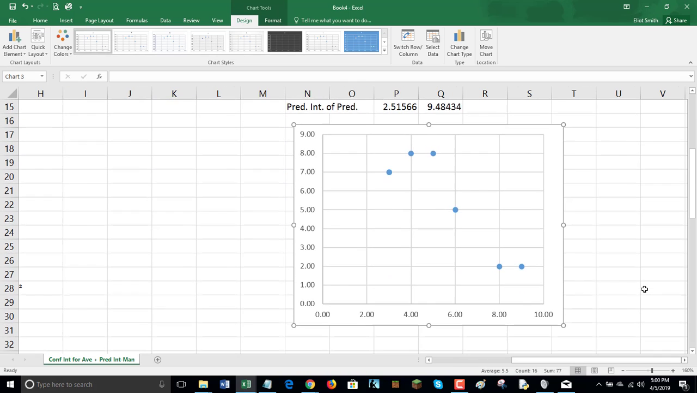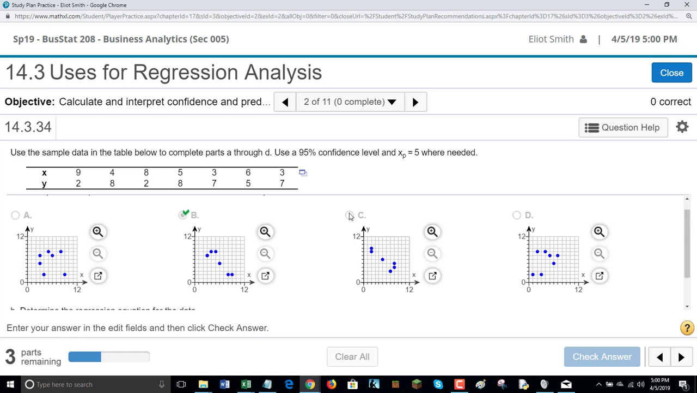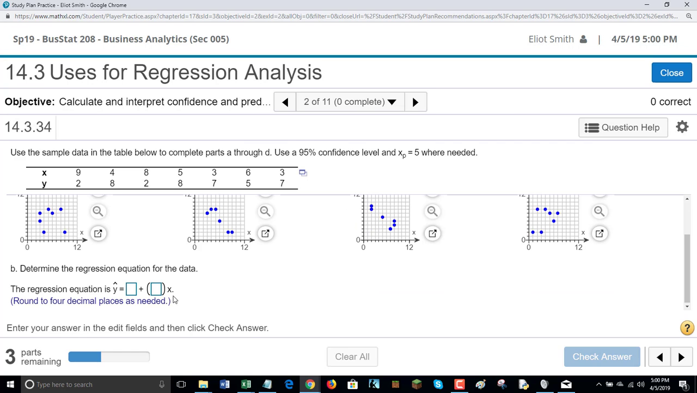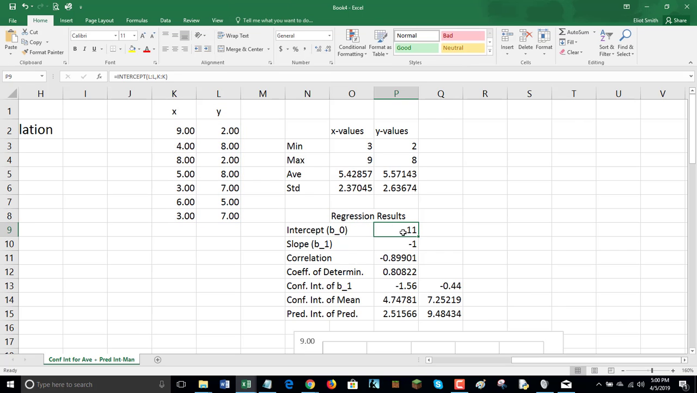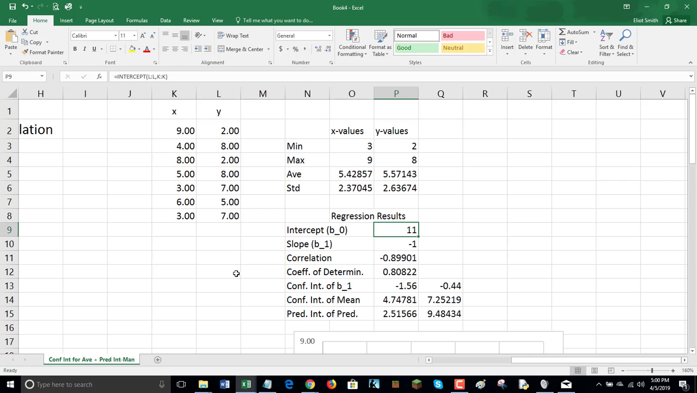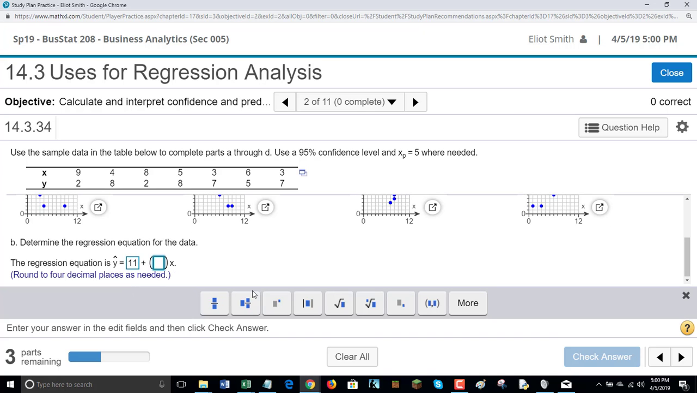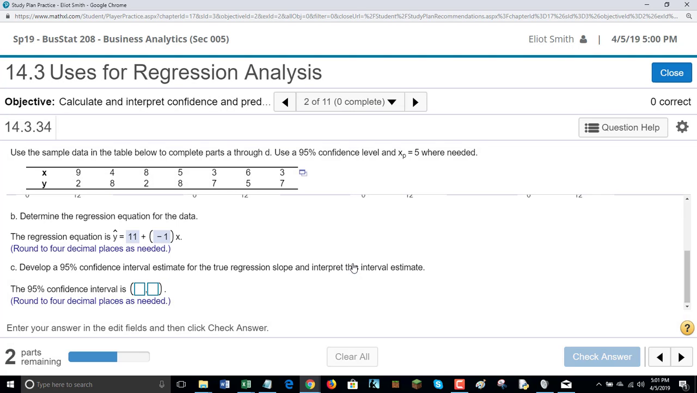All right, so let's take a look at just the graph. I'm thinking it's this one. I know, I said that with such confidence. There we go. Awesome. Determine the regression equation for the data. The regression equation is y hat equals intercept plus slope times x. Round to 4 decimal places as needed. Okay. So that information is on my... Sorry, just surprised there's no decimals. Okay, so here's the slope, or the intercept, rather. Slope's -1. Oh, okay. I was expecting a lot more decimals.